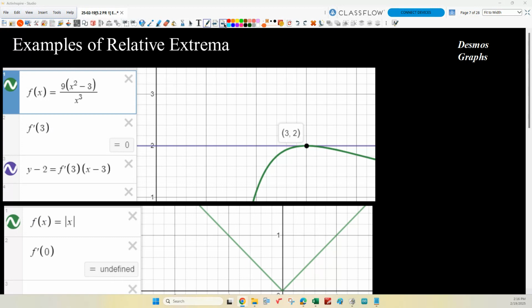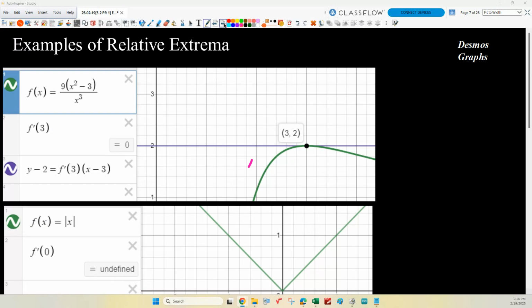So examples of relative extrema. Just threw some in from Desmos. So here's one. Like if we take this function f of x, that's what that function looks like, and there's a peak, right? Everybody agree that's where the ant would be at the highest place on that function, at least in his immediate surroundings, okay?